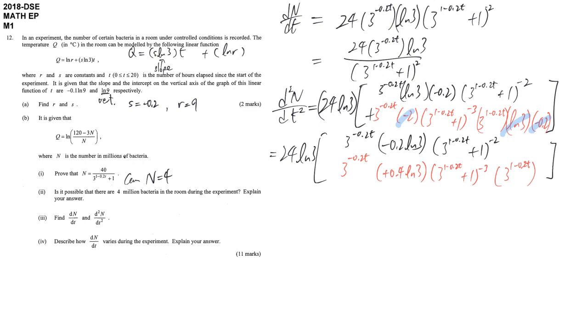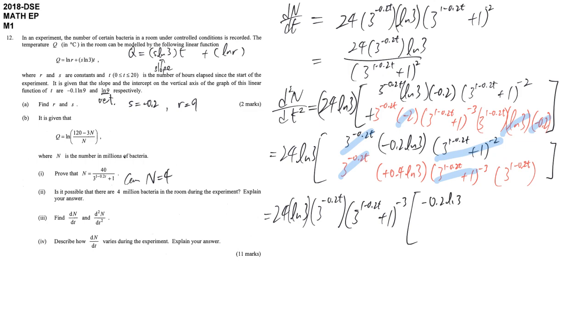To extract the common factor, we extract this common factor and also this item. But we choose the least power, so we extract the power of negative 3. See what we have left. This is left, and also this one, power of 1 will be left. So negative 0.2 natural log 3 times 3 power of 1 minus 0.2t plus 1.